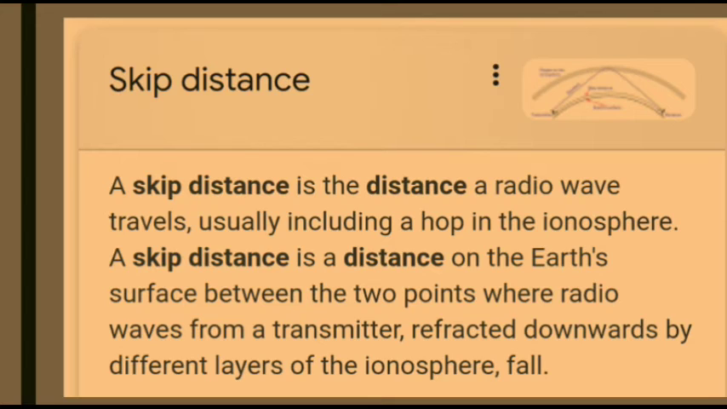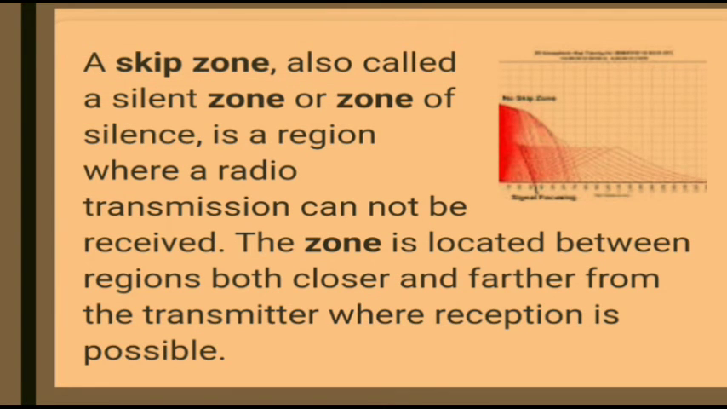That is the distance between the point of reception and the point of transmission. Yes, this is the skip distance, the shortest distance between the point of transmission and the point of reception on the earth surface. The next one is skip zone. In the skip zone there is no electromagnetic wave present. That is a very basic thing.